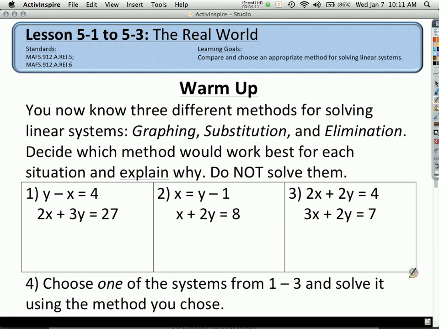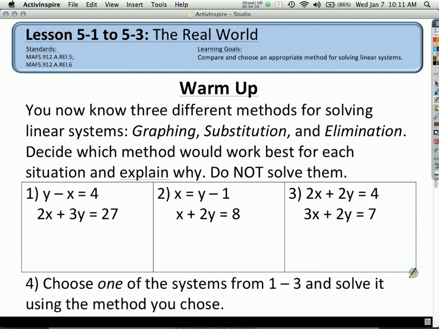Number one, which method would work best? I got student number 21, 18, and 12. Student number 21. I'm sorry? Okay, for some reason it's difficult to hear you, so I'll come back to you at the end.